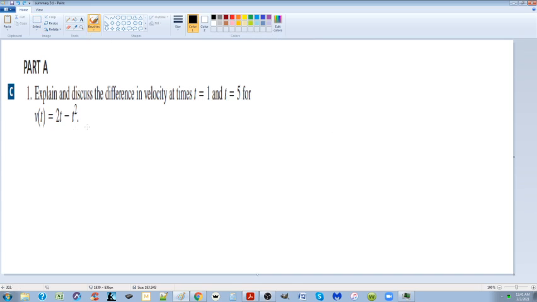So T1, T2. So what kind of graph is this? Rearrange it the way it should be. This is a downwards facing parabola. So that's minus t squared plus 2t. Sorry about my writing. I do it because I'm fast.